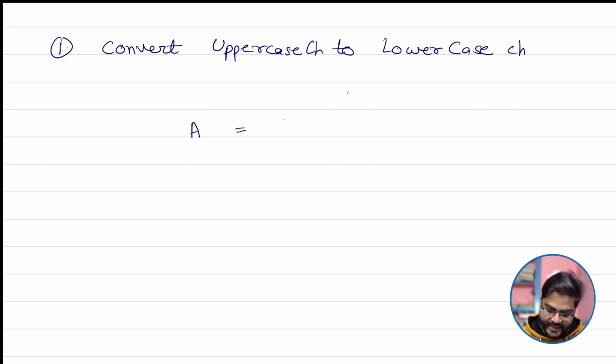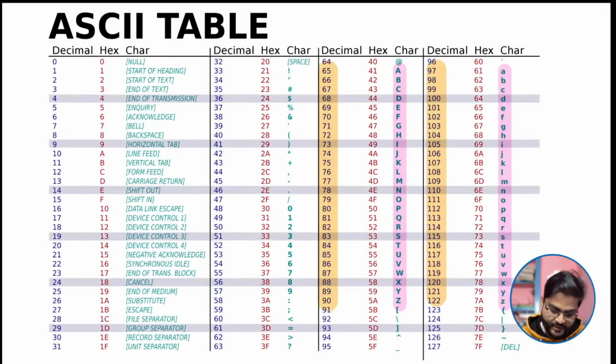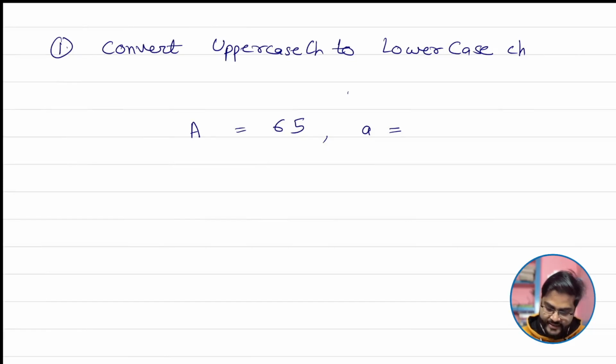It is nothing but 65. The ASCII value of capital A is 65. Now, what is the ASCII value of small a? It is nothing but 97, right? It is nothing but 97.